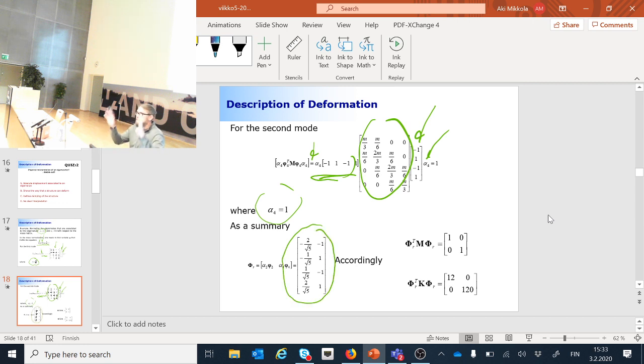Now look at this. This is my matrix representation of deformation. So what is it telling me? Each one of the columns here is associated with a way that the structure can deform. How many ways do I have in this matrix?